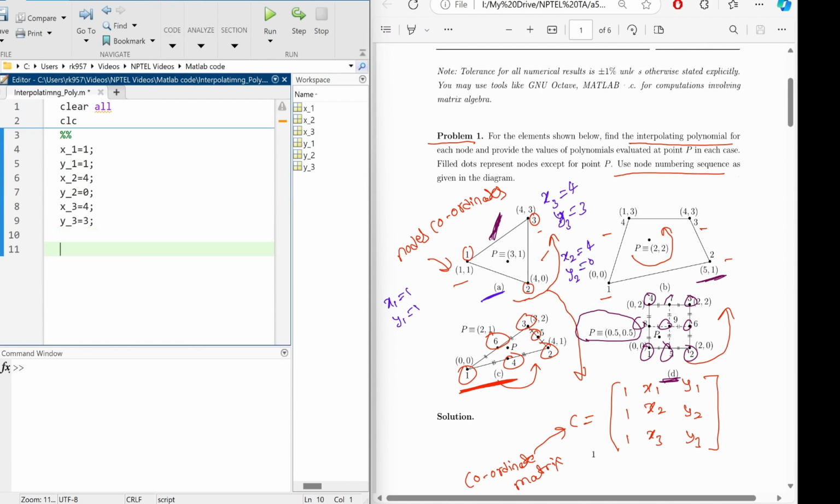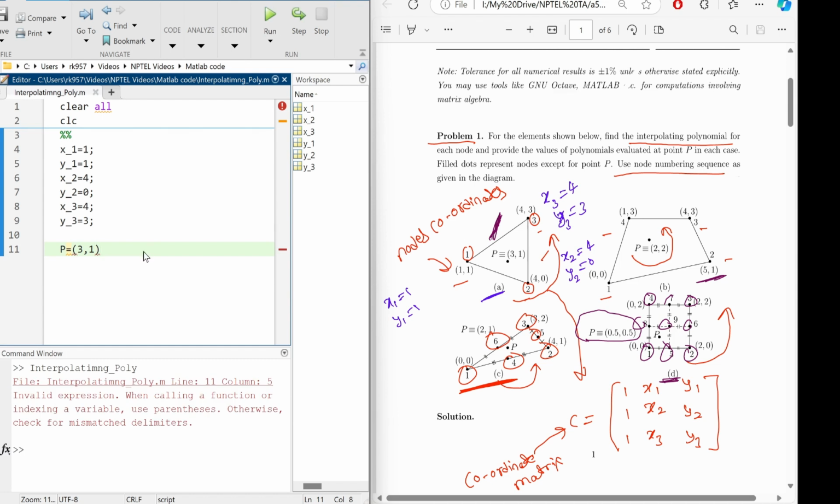So we have the coordinates and we have p, which means p equal to 3 comma 1. It is having some error, so first we will write symbolic x and y, then p. Okay, we will write first, then we will write later.